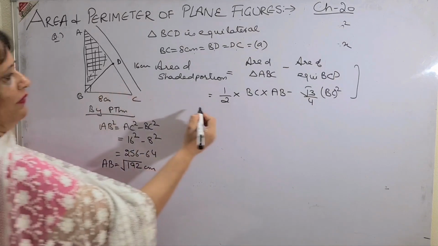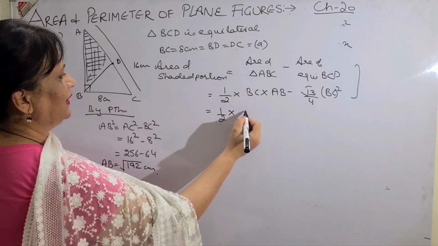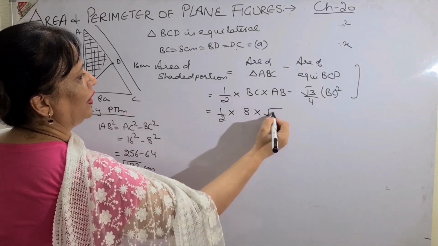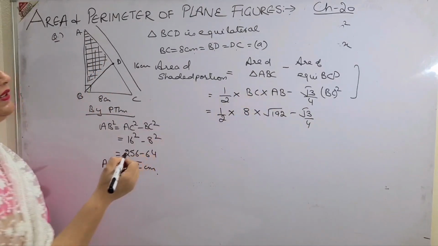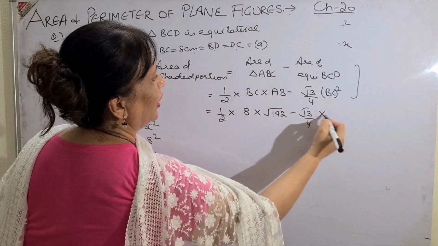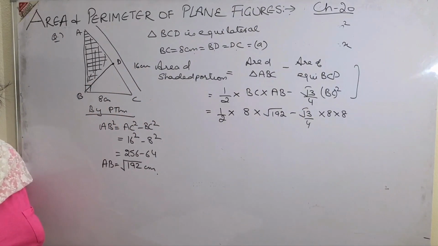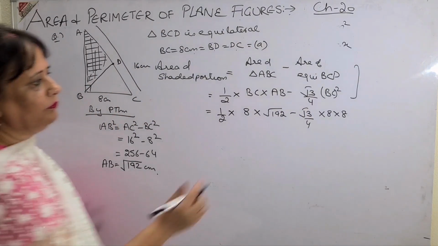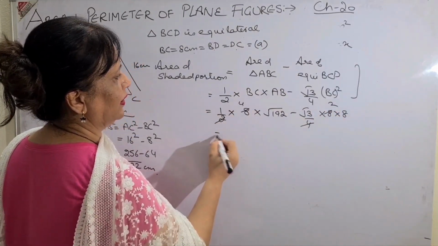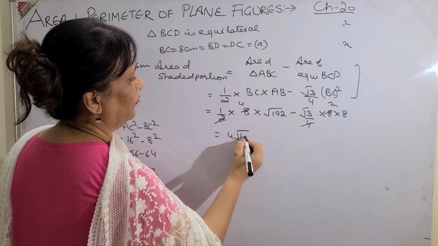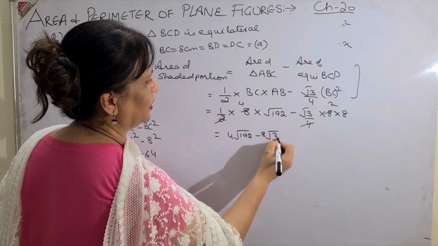Now I'll put the values here. Half into BC, BC is 8, AB is root 192, minus root 3 by 4, and BC is 8 centimeter. So 8 into 8. This is how we're going to do it. Now see, 4 2s are 8, 2 4s are 8. 4 into root 192 minus root 8 into root 3.